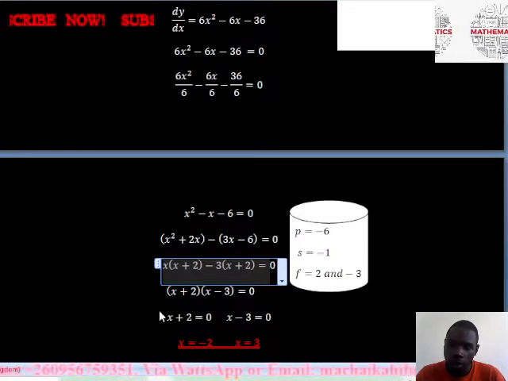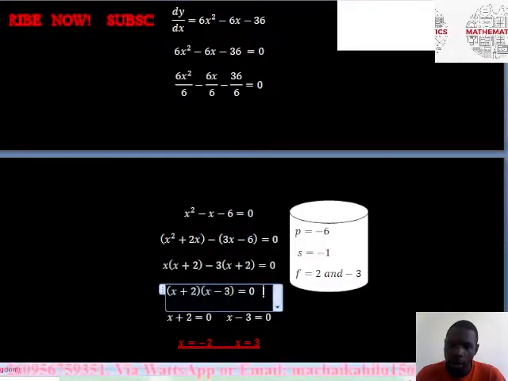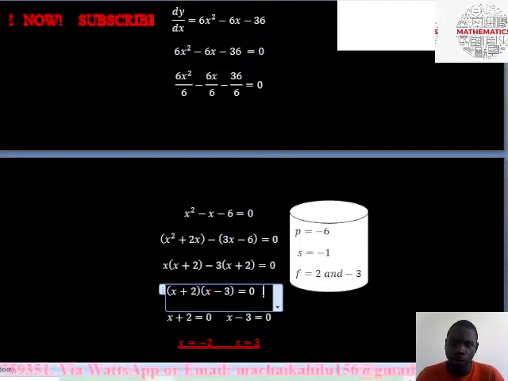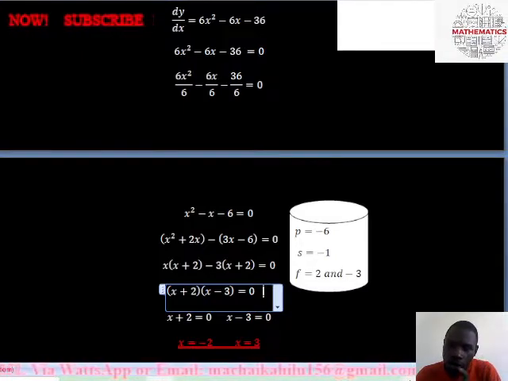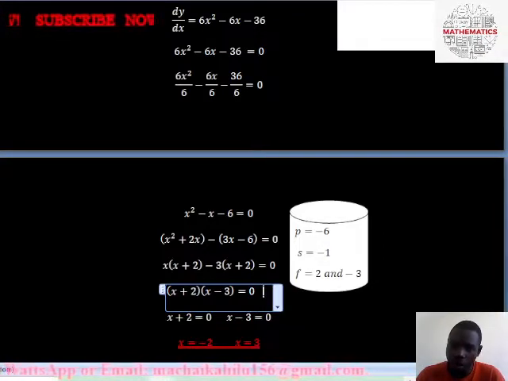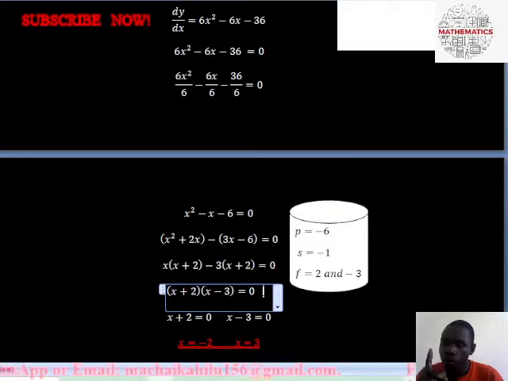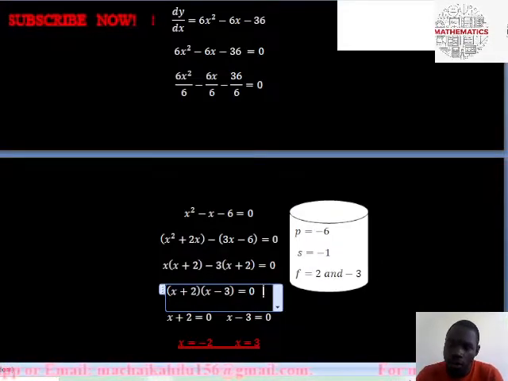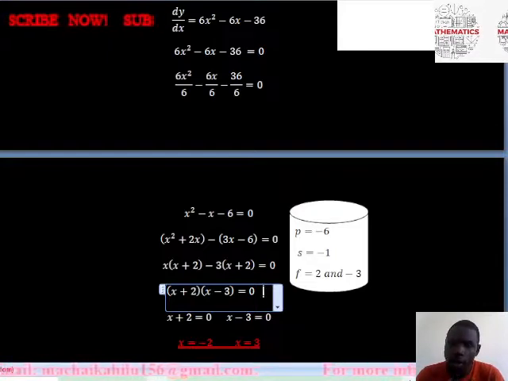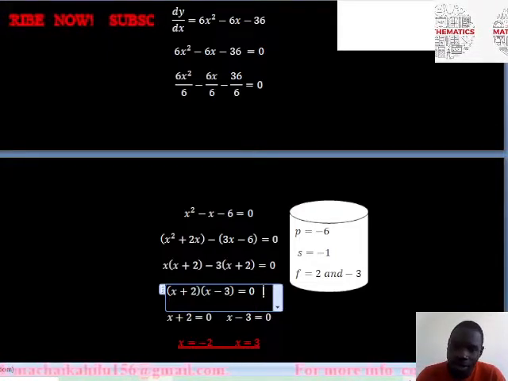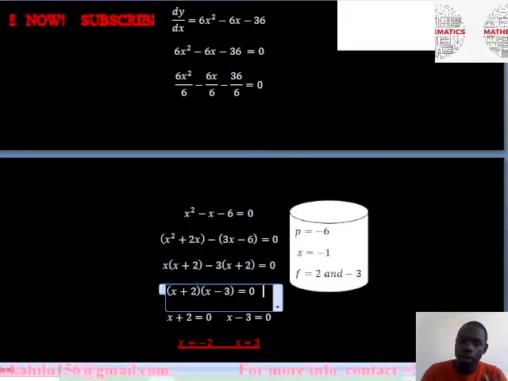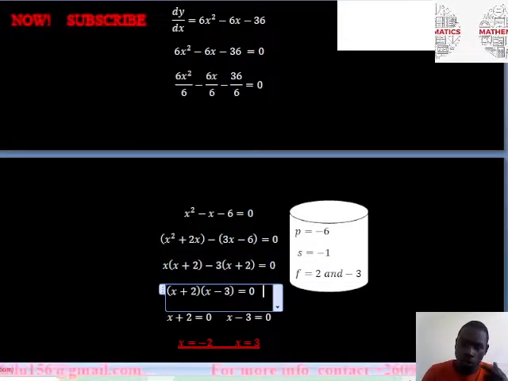So after you are done with that part, you come to the next part. You're going to get those terms inside the bracket. In this case, I have x plus 2, and then I multiply it with x minus 3, the terms outside the bracket, then equals 0. Remember that it is an equation, equals 0.